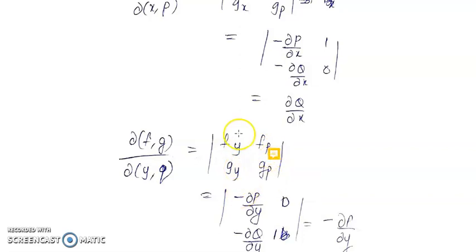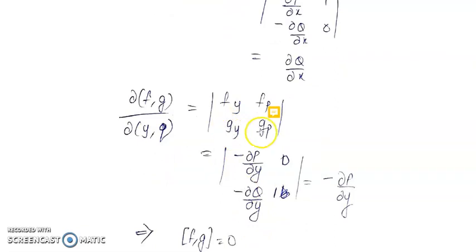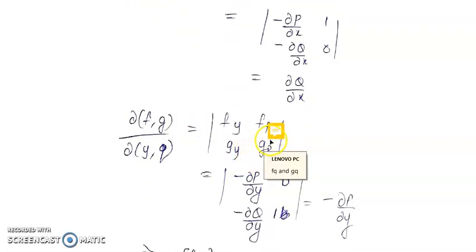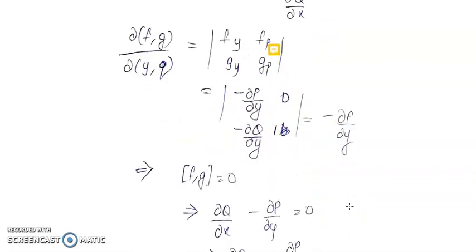Okay, so FY will be minus dou P by dou Y. FQ is equal to 0. Now similarly dou Q by dou Y will come as GY, and again GP is equal to... GQ. GQ is equal to 1, so that is going to give minus dou P by dou Y.